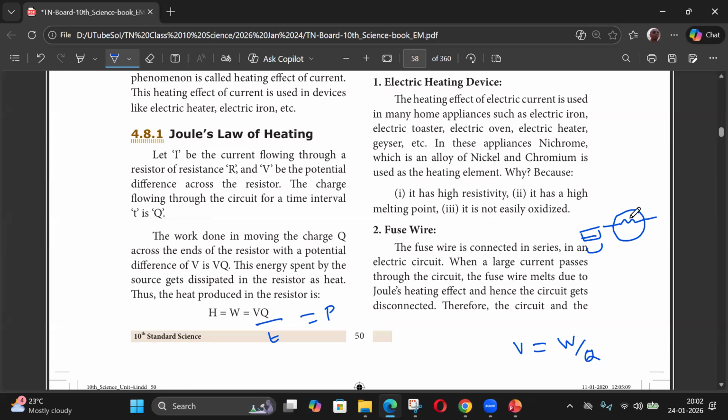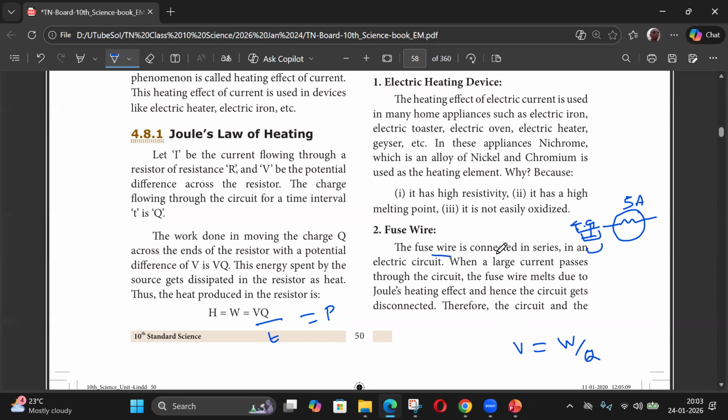So before this thing gets damaged, if I can cut this connection by fuse wire, then I'll protect this device. Because this device can take a maximum current of 5 amps, I'll make sure that when this goes to 4.9 amps, this thing will melt and break. So fuse wire is a wire which has a low melting point compared to this one, which will get damaged first before this thing gets damaged. Then I can fix the fault and put the fuse wire again.